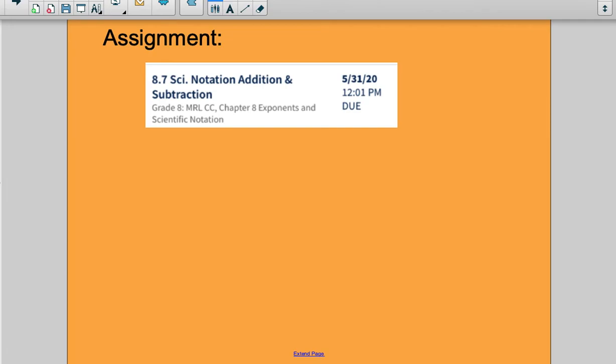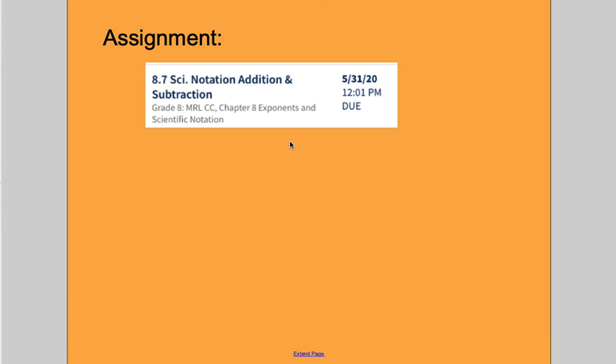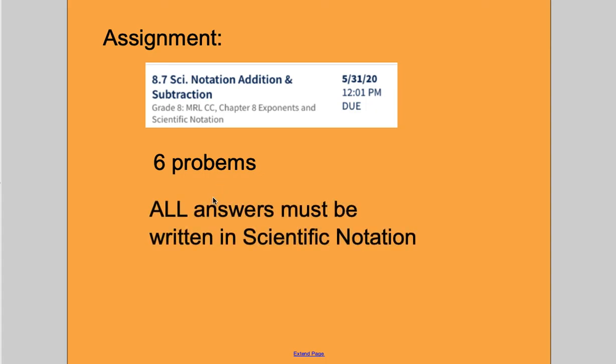So what is your assignment? It's 8.7, scientific notation, addition and subtraction on Big Ideas. And guess what, folks? I made it so easy for you. There's only 6 problems. All the answers, though, have to be written in scientific notation. So even if you did these on a calculator, you would still have to take your final answer and write it in scientific notation. Do the best that you can.